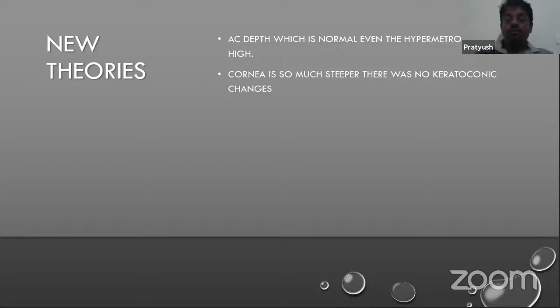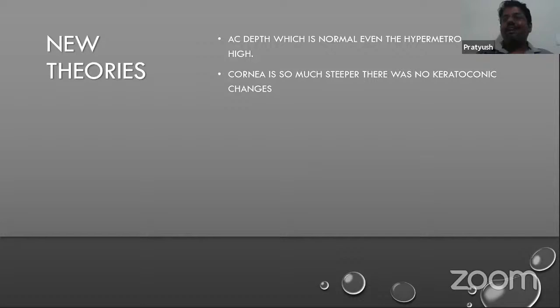The cornea is so steep, because we all know when the cornea is more than 46 or 47 diopters, we normally suspect the patient as a keratoconus patient whenever we do a topography. But even with a 49 diopter average K, that patient didn't have any keratoconic changes. Keratoconic changes would include pachymetry changes, which was again more than 500, ruling out any kind of keratoconic changes.